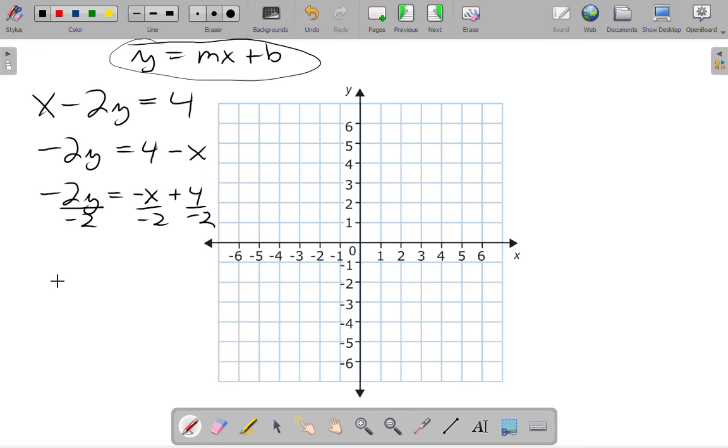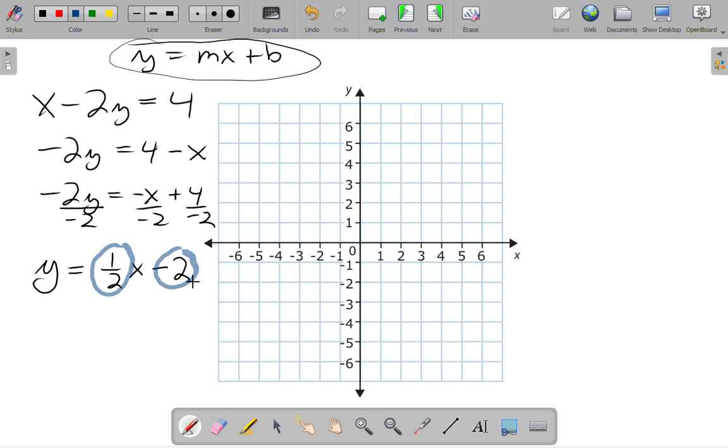Interesting. So if I divide everything by negative 2, I end up with y equals negative x divided by negative 2. That would be positive, and it would be a positive 1/2. Positive 4 divided by negative 2 is a negative 2, so that becomes a negative 2. Now it's in the form that I need. Okay? I've got my slope, and I've got my y-intercept.